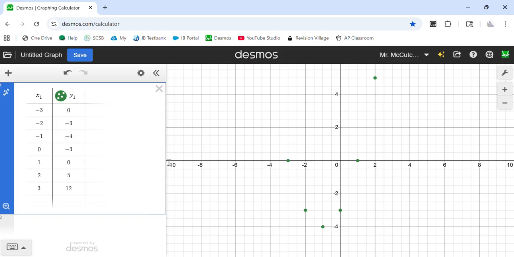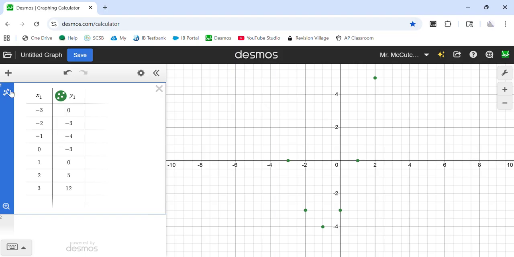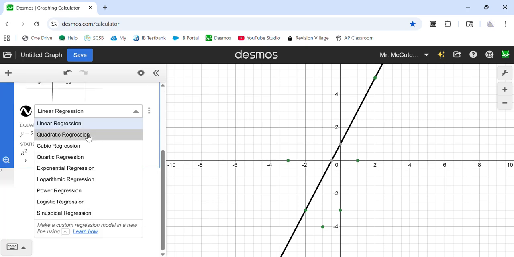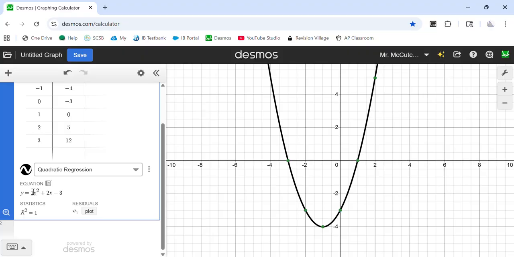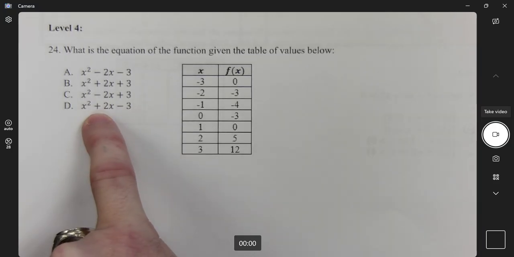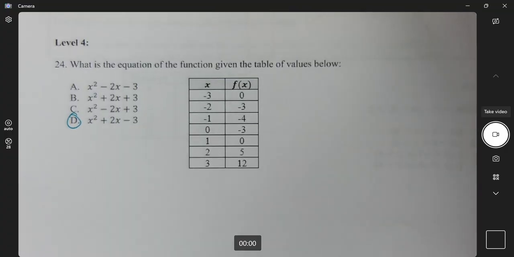I want my answer to be a quadratic, like you see here. So I'm going to click this thing right here, add regression. That means give me an equation. And I'm going to tell it I want a quadratic. And there it is. X squared plus 2x minus 3. Thank you, Desmos. Appreciate you. Next.